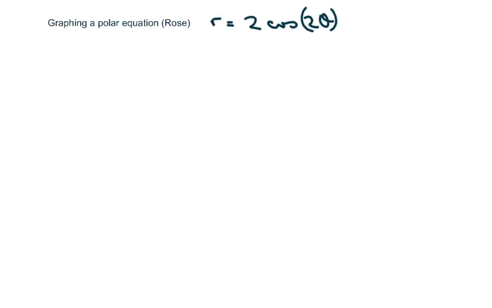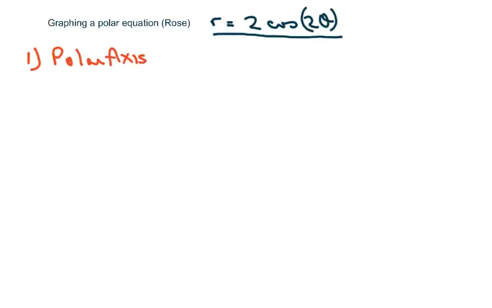Hi everyone, we're going to graph a rose, and here's our equation. Before we graph it, we're going to do 3 tests to check for symmetry so it's easier to graph and we only have to do part of a table. So the first test we're going to take is the polar axis test. See if it's symmetric to the polar axis.